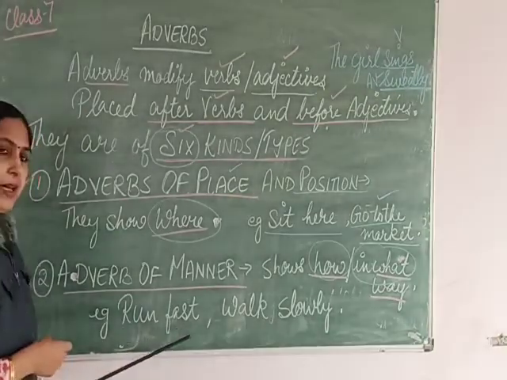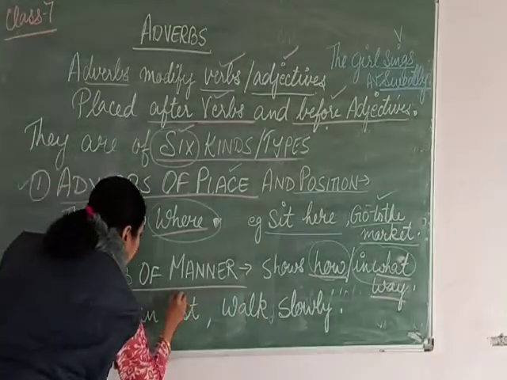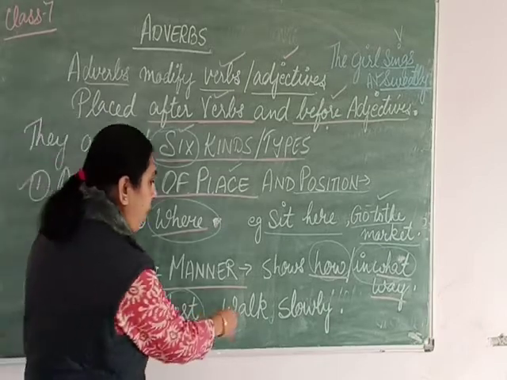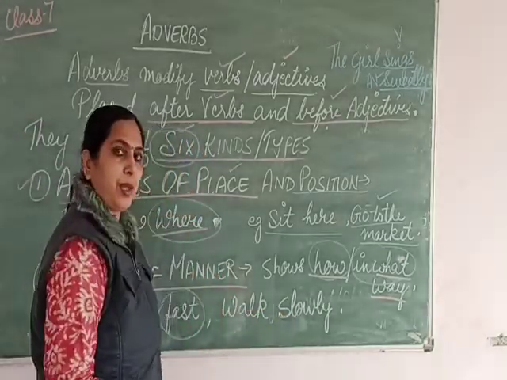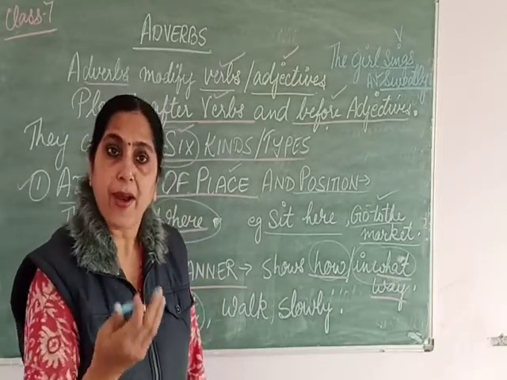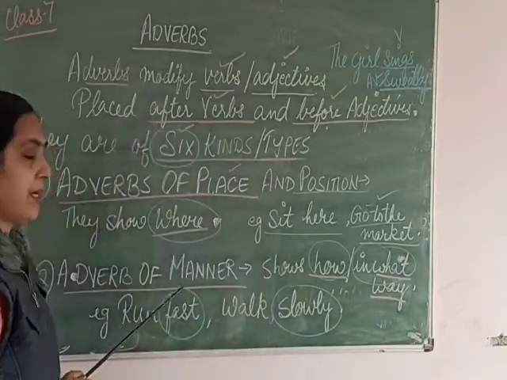Run fast. How to run? Fast. Run fast. Then walk slowly. How are you instructed to walk? Slowly. Fast, slowly. So they are adverbs of manner.